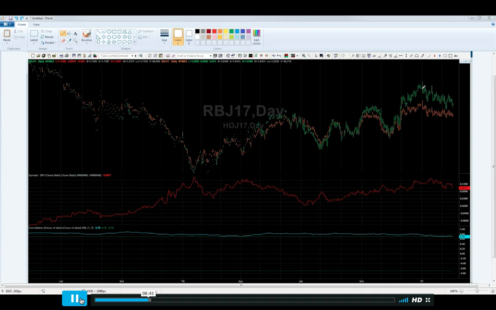And then if the setup still looks good, I'll stay in it. If I go, I wouldn't want to be in this, then I get out of it. You know what I mean? That's how I determine whether or not to stay in it or get out of it. All right, let's look at the next one.